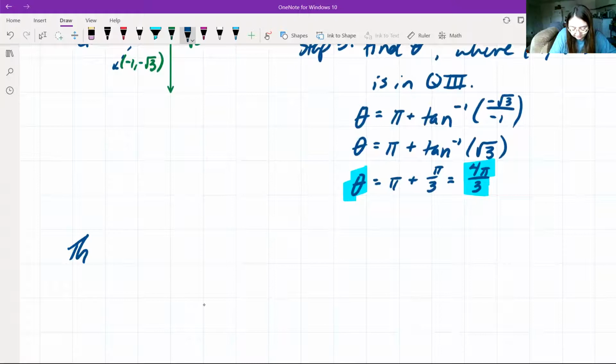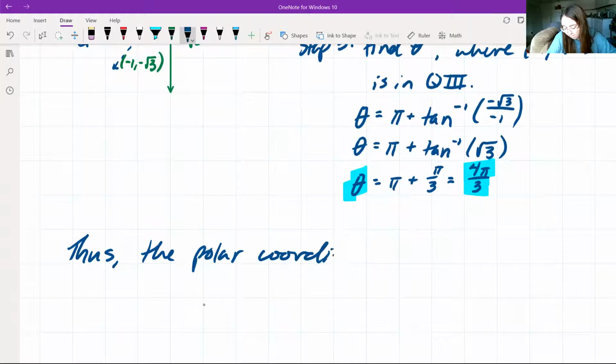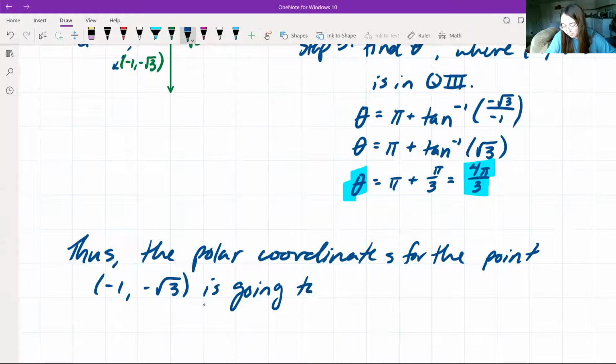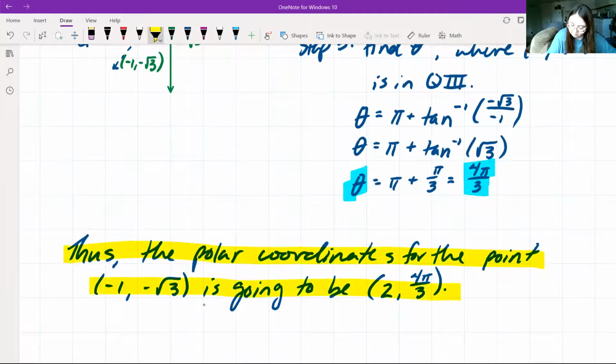So now we can say, thus the polar coordinates for the point -1 comma negative square root of 3 is going to be 2 comma 4 pi over 3. I realized I wrote poorly.